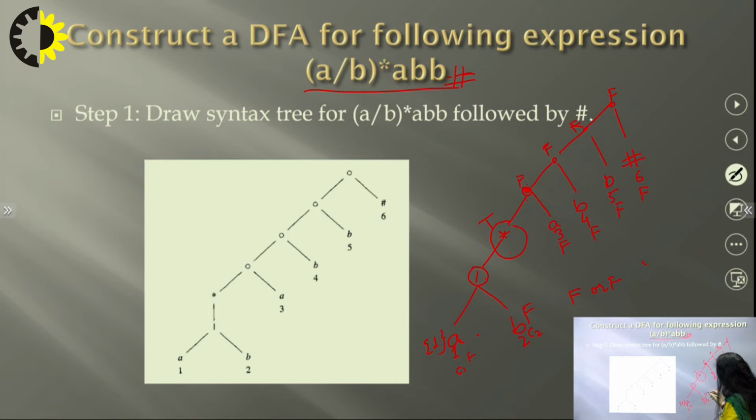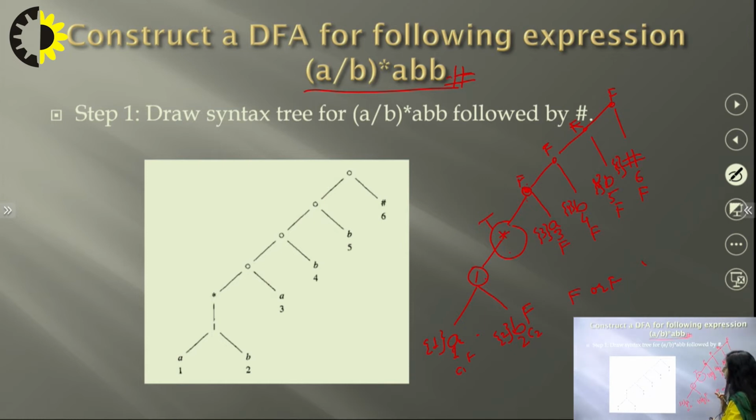The next node is B, and it is also a leaf node with position 2. So the firstpos is 2. The firstpos of this A is 3. The firstpos of B is 4. The firstpos of this B is 5. The firstpos of the hash symbol is 6. Right? By this, we can compute the firstpos of every leaf node.